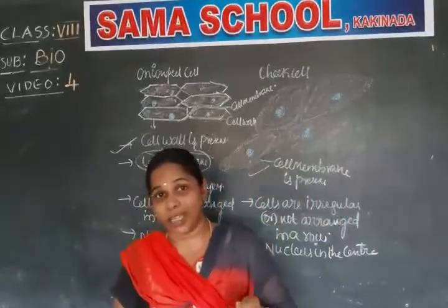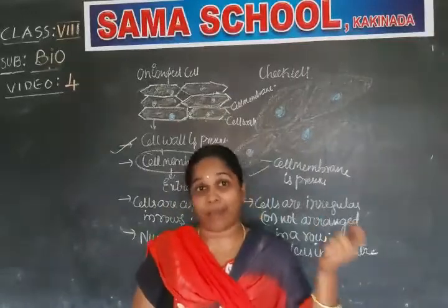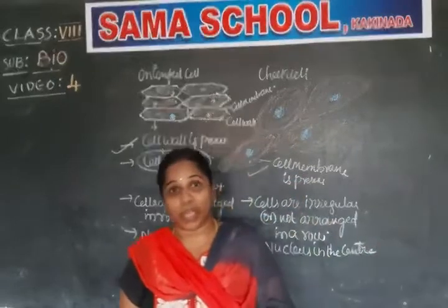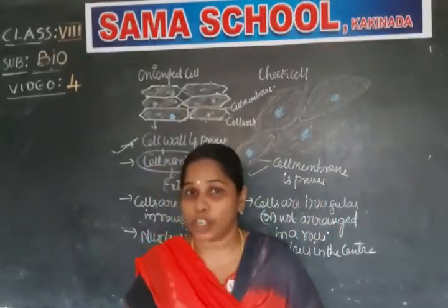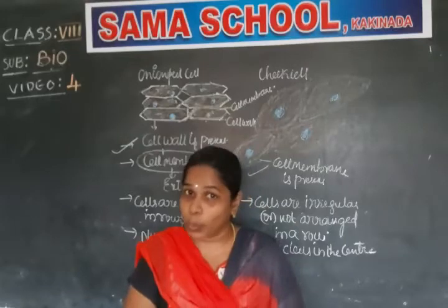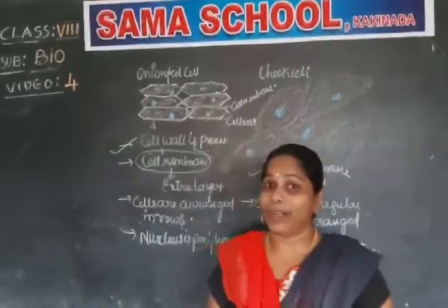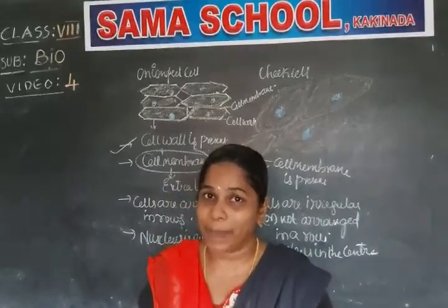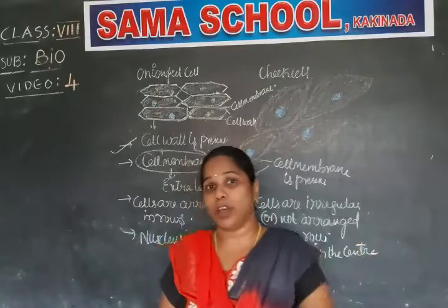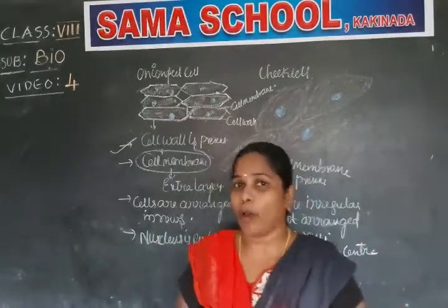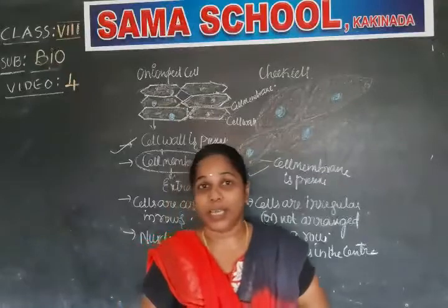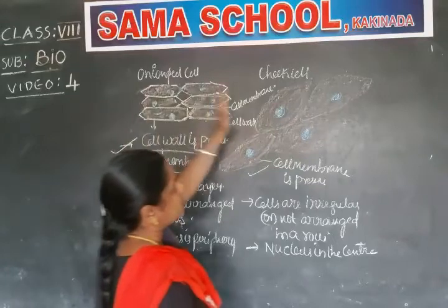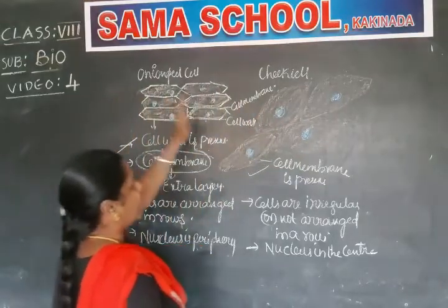Then we observed the onion peel cell, then the cheek cells. We learned the scientific observation of a scientist about the nucleus. Then we learned an activity, how to observe the nucleus in onion peel cell, and how to observe the nucleus in cheek cells. Then we observed the major differences between the onion peel cells and cheek cells.